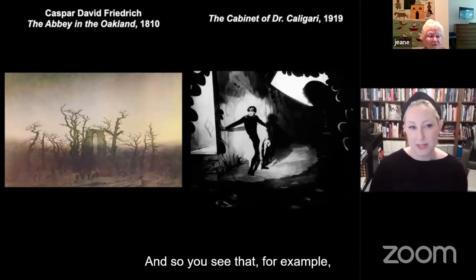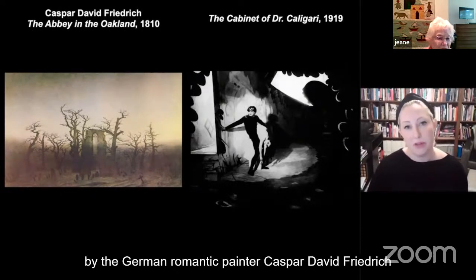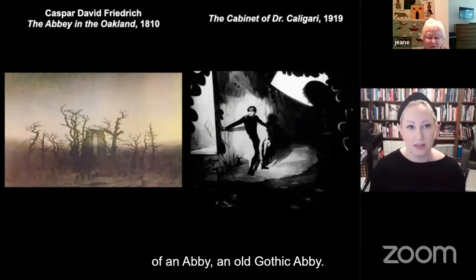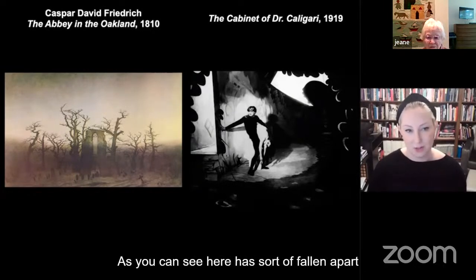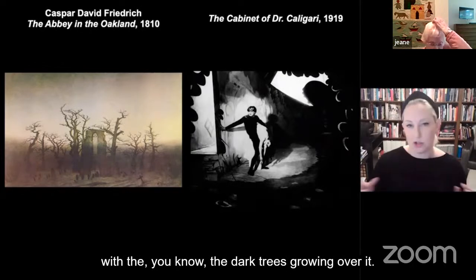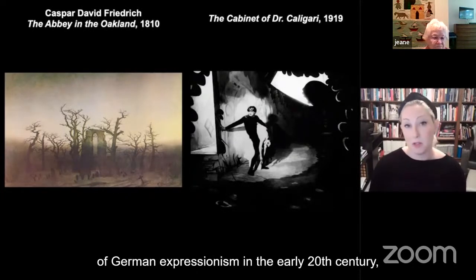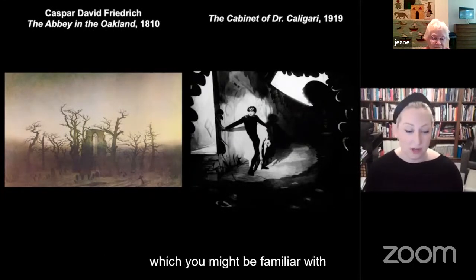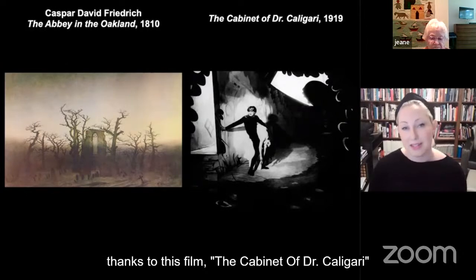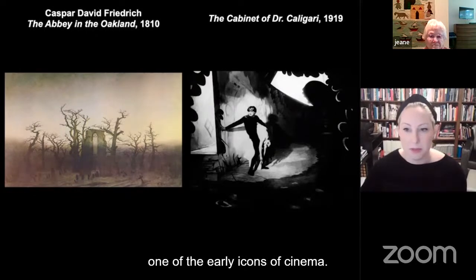And so you see that, for example, in this painting on the left by the German romantic painter Caspar David Friedrich of an abbey, an old Gothic abbey that, as you can see here, has sort of fallen apart with the dark trees growing over it. And this is sort of the source of the dark romanticism of German expressionism in the early 20th century, which you might be familiar with thanks to this film, The Cabinet of Dr. Caligari, one of the early icons of cinema.